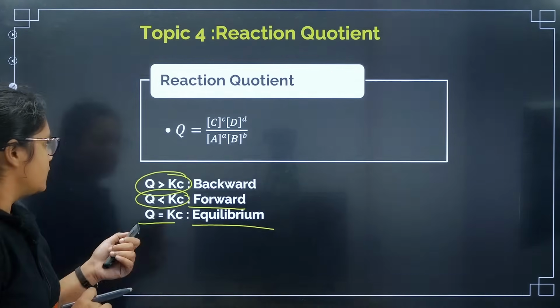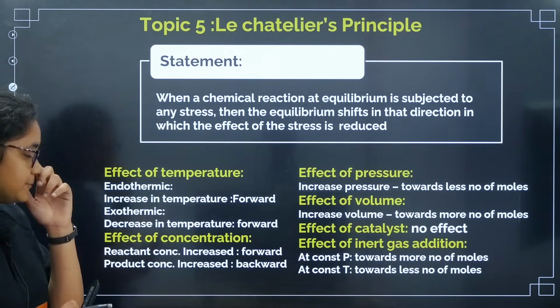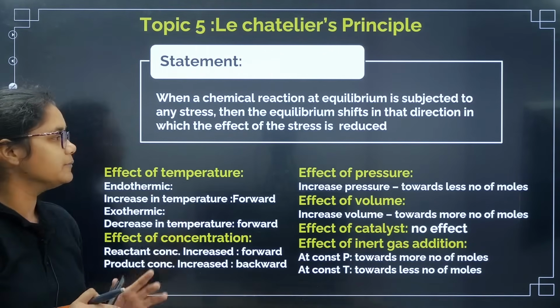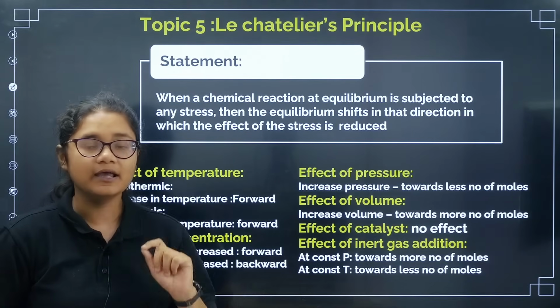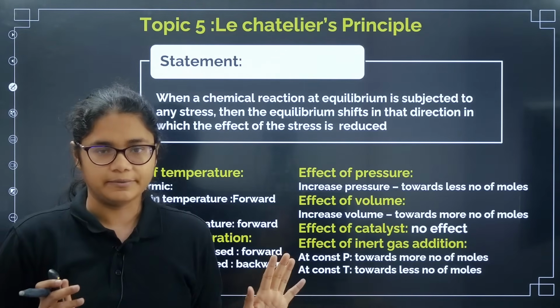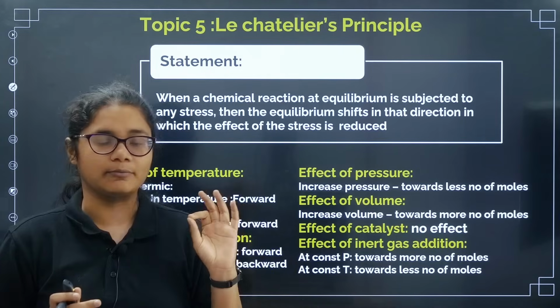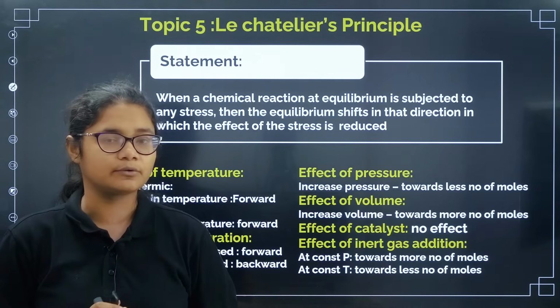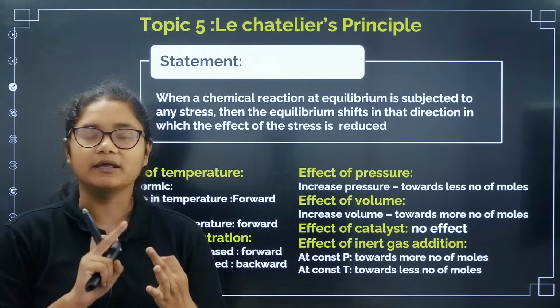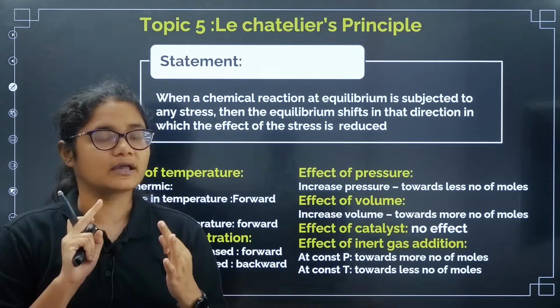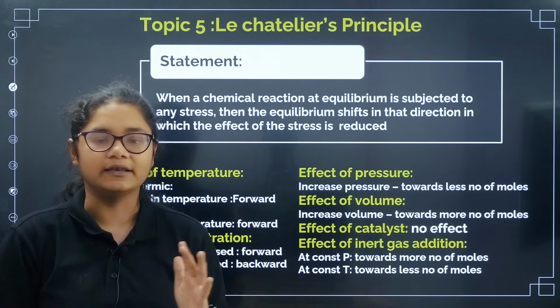Okay. Now, let us see the Le Chatelier principle. Again, a very important topic. The definition is not required to remember. Just understand that you are disturbing the equilibrium. What are the ways in which you can disturb the equilibrium? You can change the concentration, you can change the volume, you can change the temperature, you can change the pressure, and you can add any inert gas.